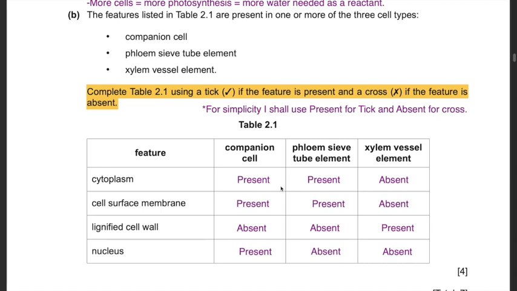Nucleus. Nucleus is only present in a companion cell. Both phloem sieve tube element and xylem vessel element, which form part of the vascular bundle, do not have a nucleus. It is only the companion cell which has a nucleus. Therefore, under companion cell, you should put a tick. Under phloem sieve tube element and xylem vessel element, there should be a cross, because the feature is absent. And completing this table as such would earn you 4 marks.